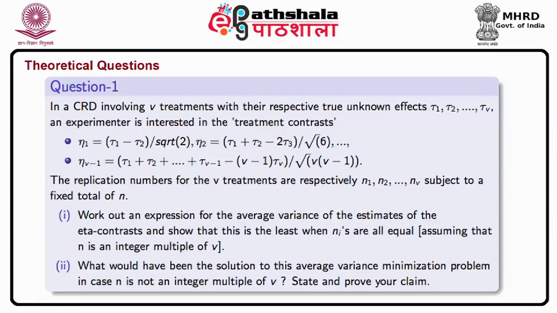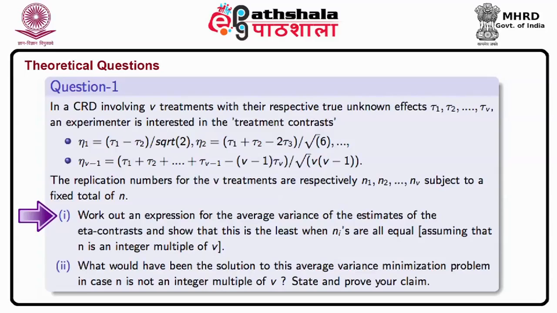The question has 2 parts. First one, work out an expression for the average variance of the estimates of the eta contrasts labeled above and show that this is the least when the n i's are all equal, assuming that small n, the total number of observations, is an integer multiple of v, the number of treatments.